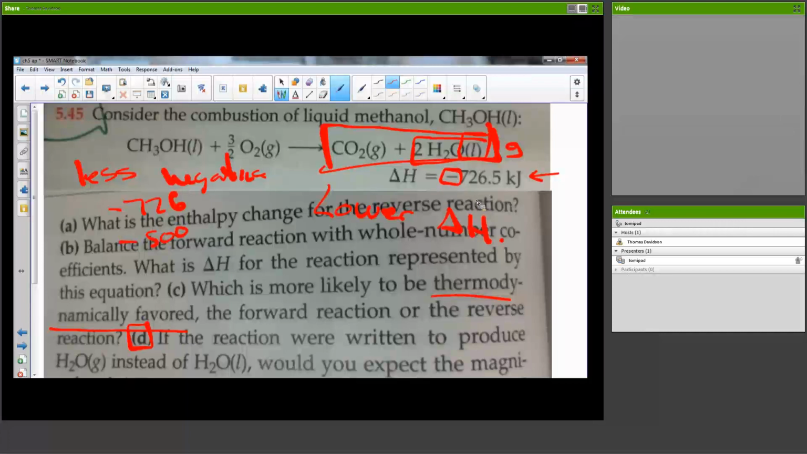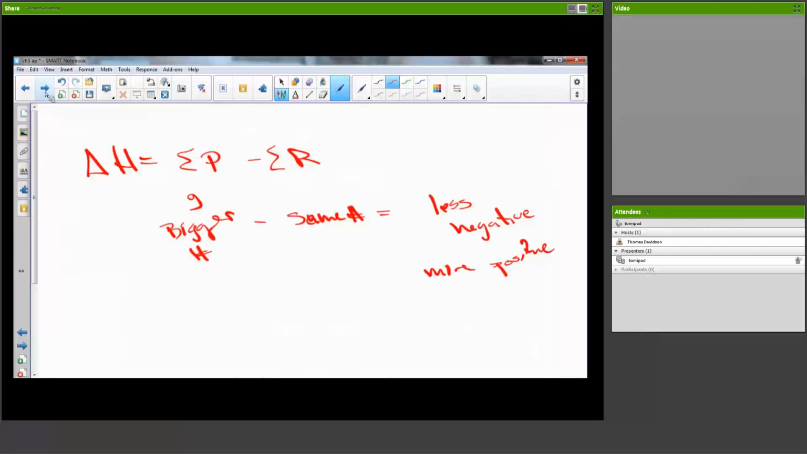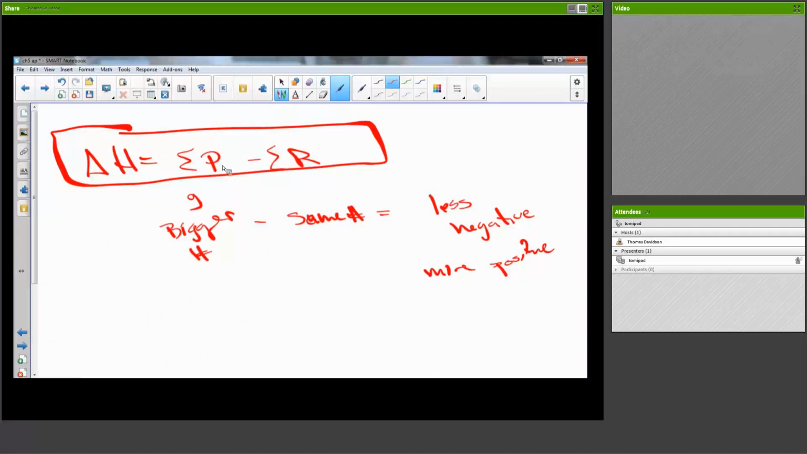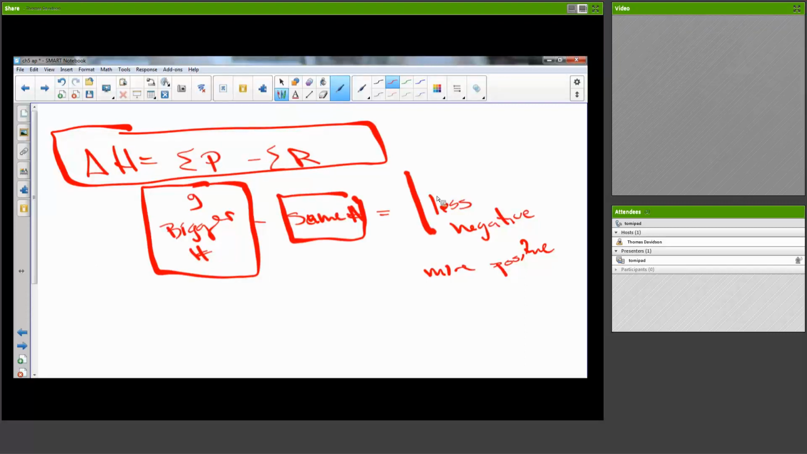I think I misunderstood the question. Okay, mathematically, delta H is equal to the sum of your products minus the sum of your reactants. The enthalpy of gaseous water is higher, so you have a bigger number, but you're subtracting the same number from it, so your answer is less negative, or more towards the positive. It's a tricky question, especially because you're dealing with negative numbers. Some people think increases would mean negative 900, but it's not.